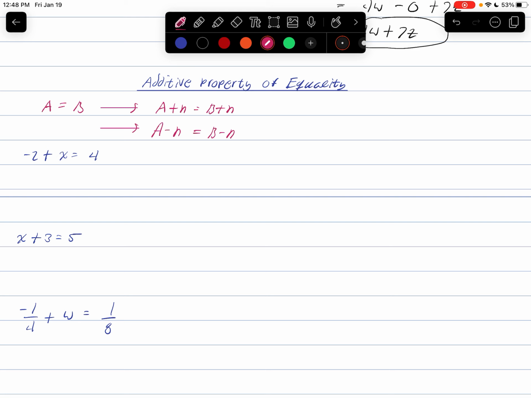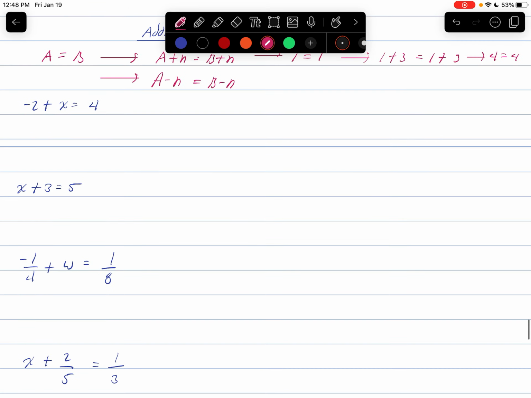So in practice, let's say we have something very simple. We have something like 1 is equal to 1. Obviously true. But this is also going to allow us to do, say, 1 plus 3 is equal to 1 plus 3, or we have 4 is equal to 4. So let's see how this works in a little application here when it comes to solving equations.